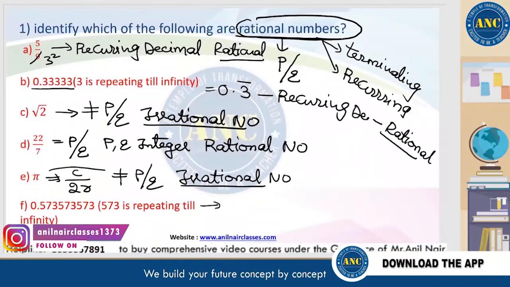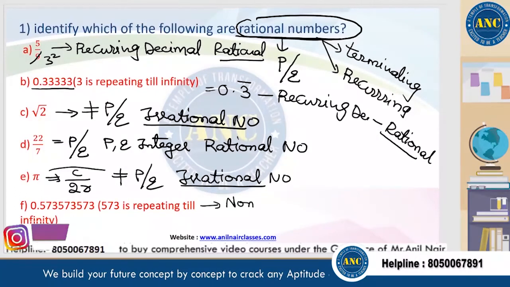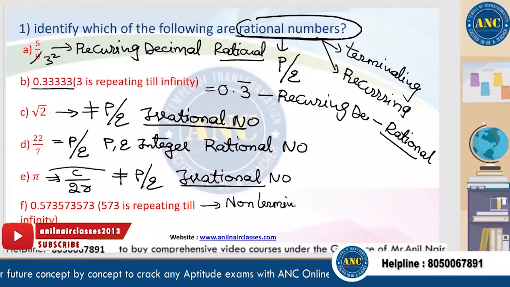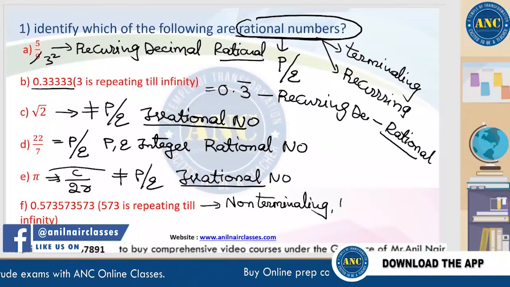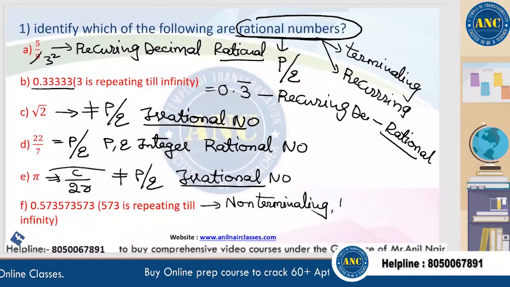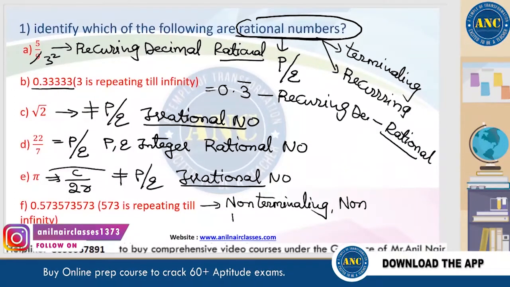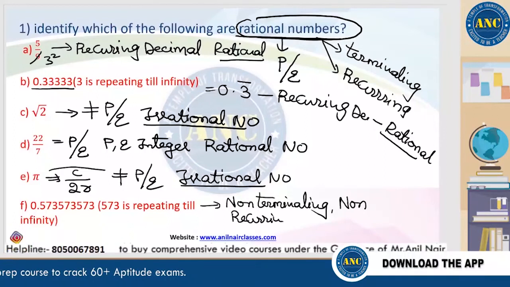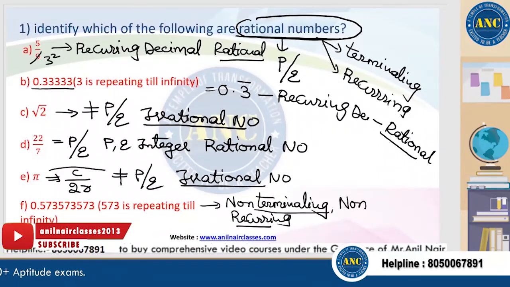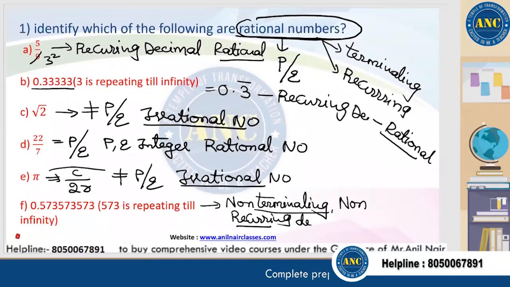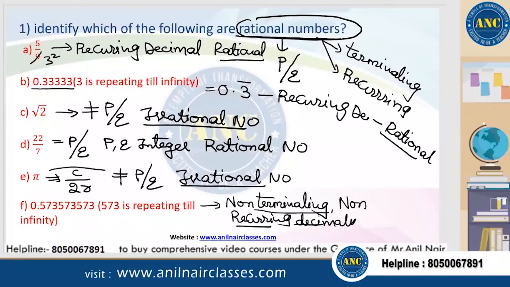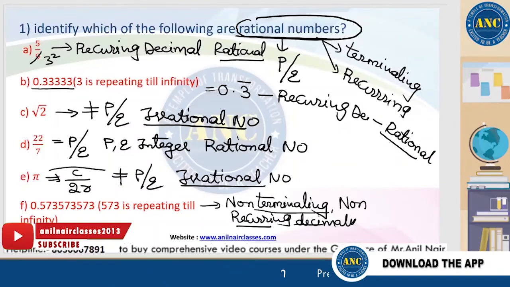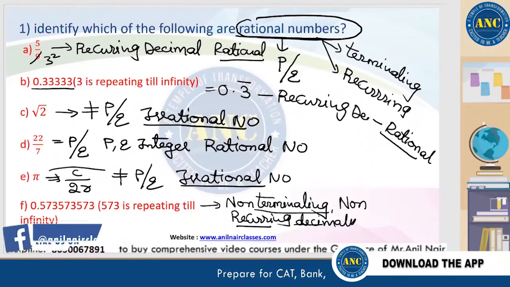0.5735735373 is nothing but non-terminating. It is not recurring. Non-terminating, non-recurring decimal. I hope it is clear, right?